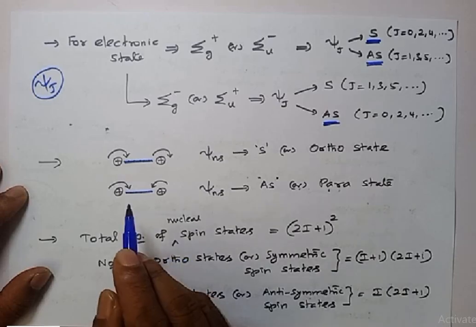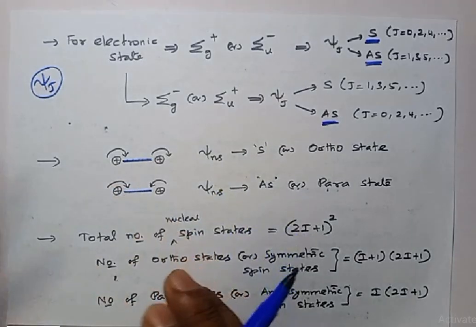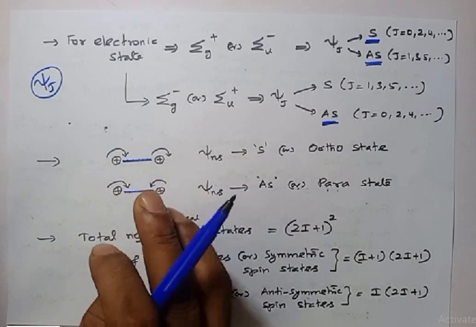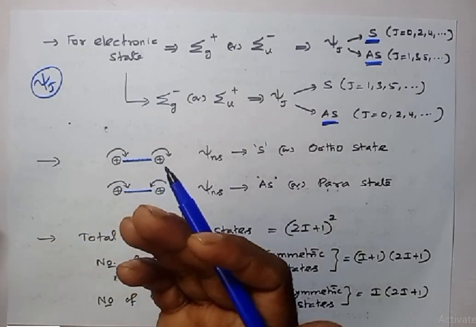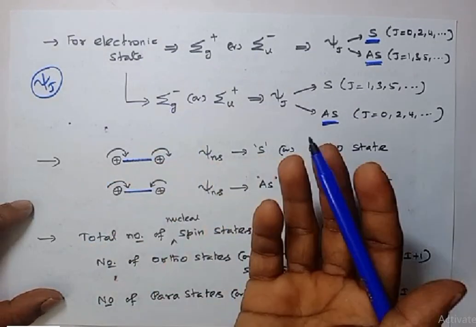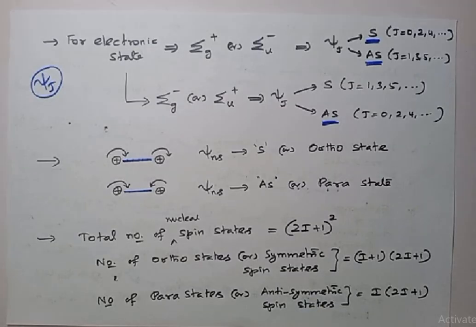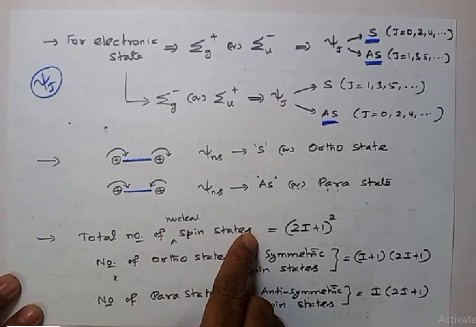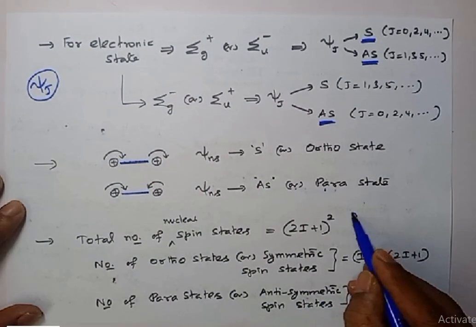So in the case of a homodiatomic molecule, the two nuclei may have the same spin or opposite spin. Depending upon that, the nuclear spin function of the molecule may be symmetric or antisymmetric. Listen, total number of nuclear spin states for a homodiatomic molecule. This is applicable for homodiatomic molecules.